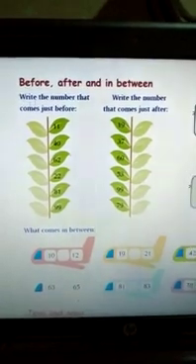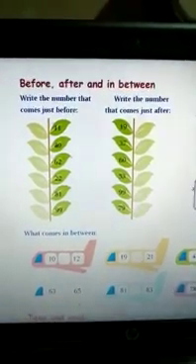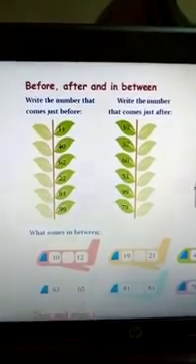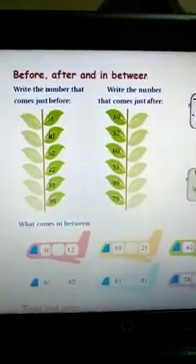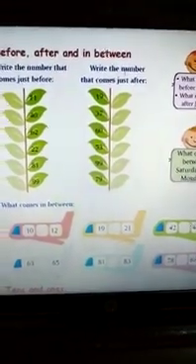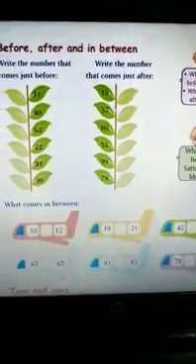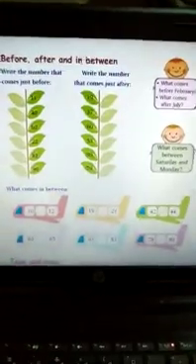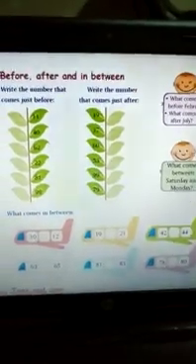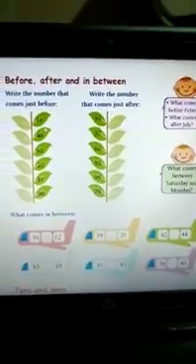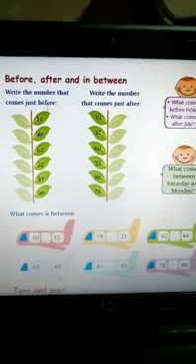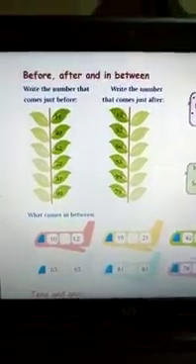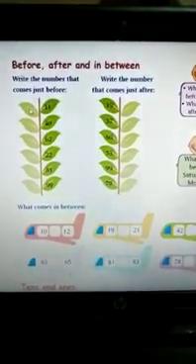First one given here, write the number that comes just before. यहाँ पर ये जो leave है पूरी, वहाँ पर before number लिखना है, and write the number that comes just after. So here we have to write the after numbers. So we start. Here we have to write before number. So what will come before 11? The answer is 10. Here it will come 10.